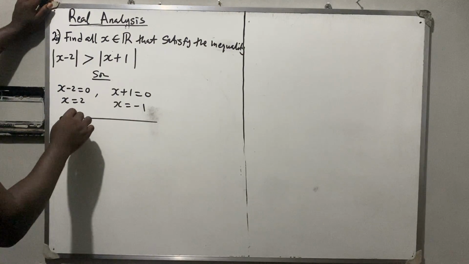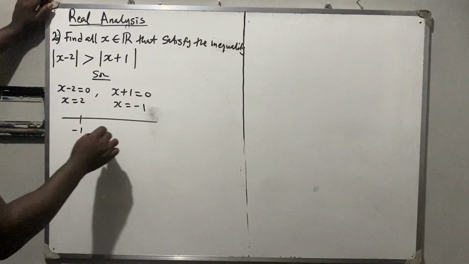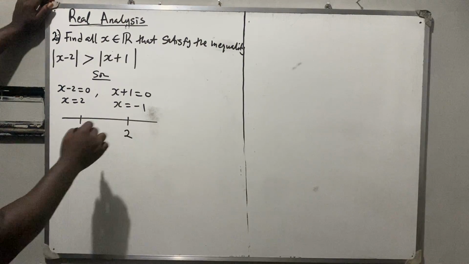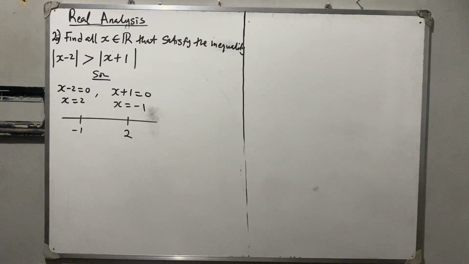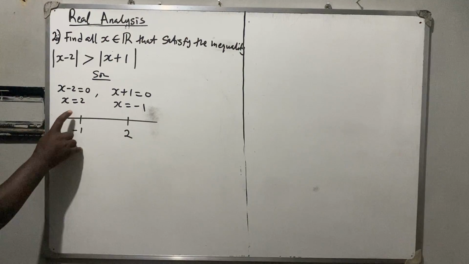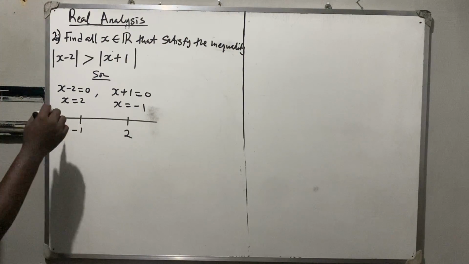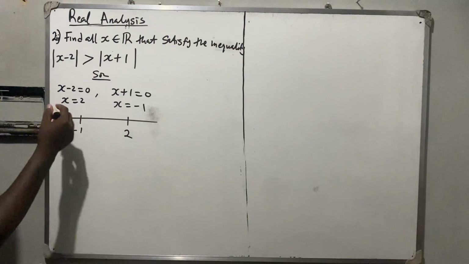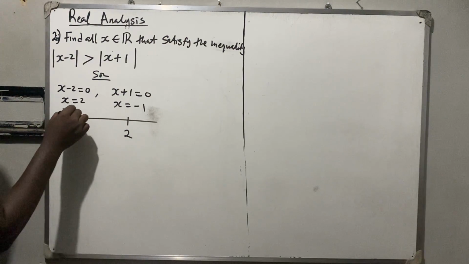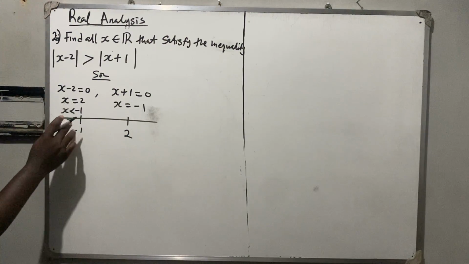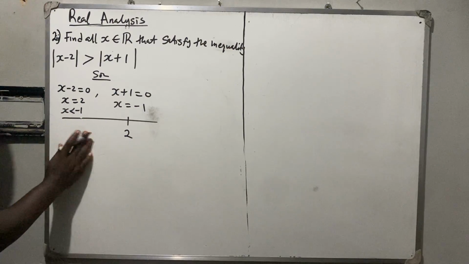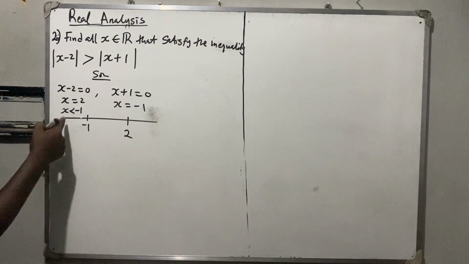Now, since x is on a real line, let us draw our real line. This is our real line. We have that this is the negative side, minus 1, and then this is the positive side, 2. Now, if you look at this, you see that this is partitioned into 3. This side, and this side. Now, for this side, we have that x is less than minus 1. That is for this side.